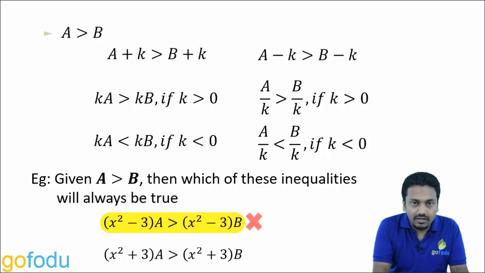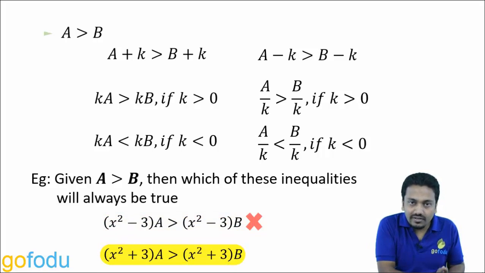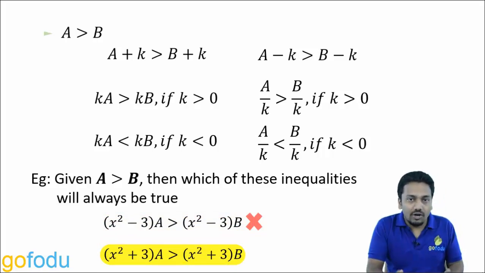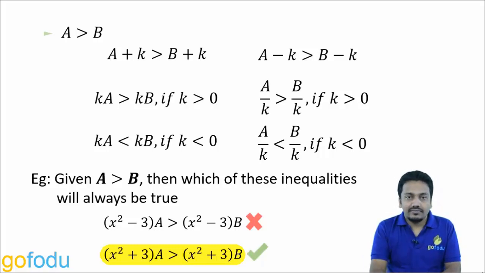That is wrong. But in the second point, x square is always positive. So x square plus 3 will always be greater than 0. So this multiplication could be done. Moving on to the next point.